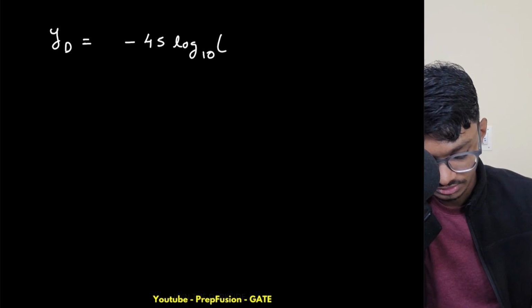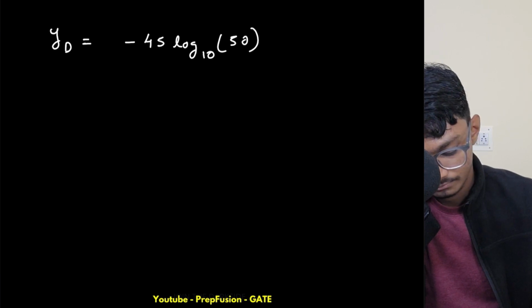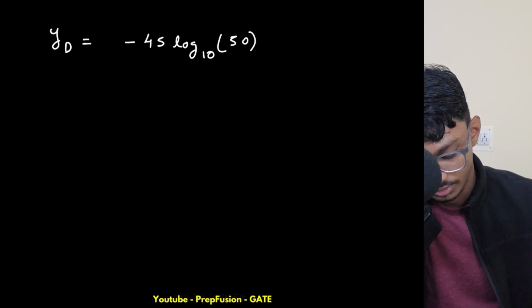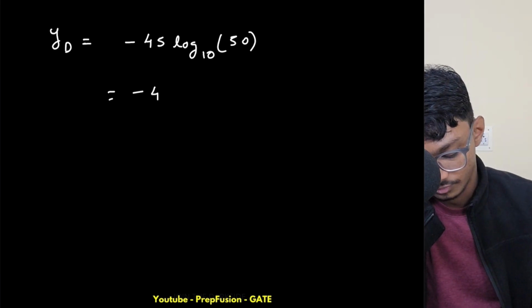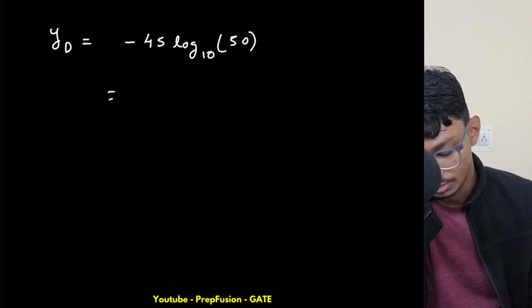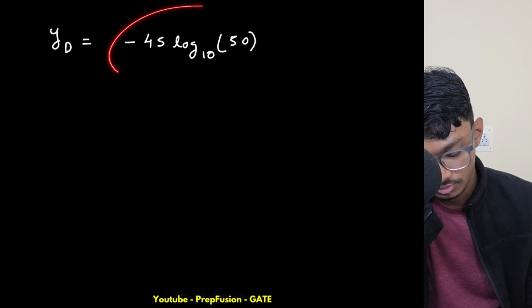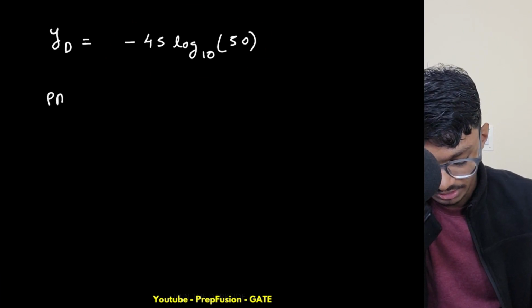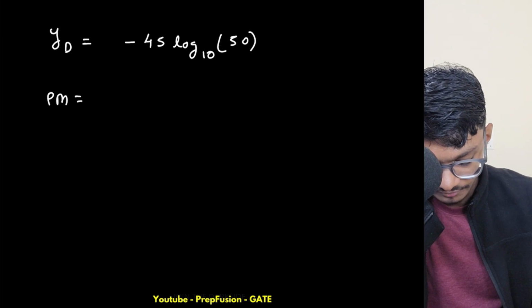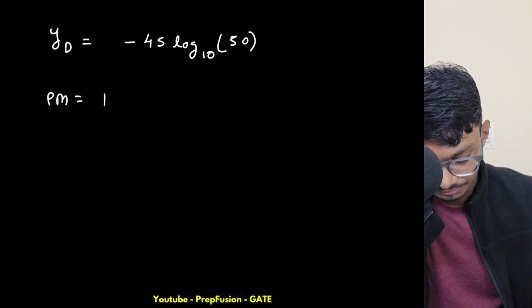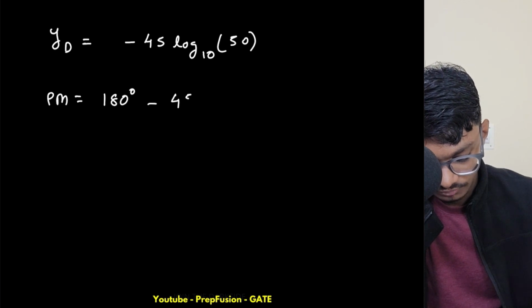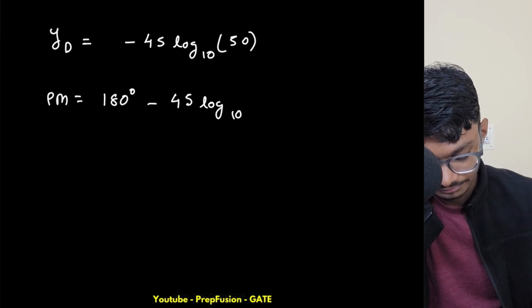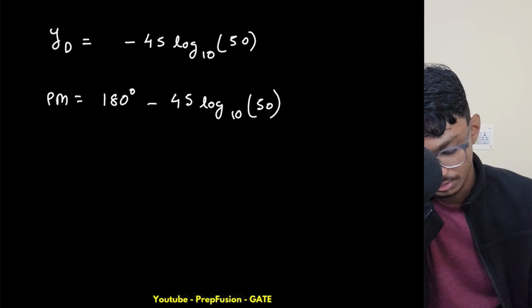Obviously I don't know the value of this. What you can write is, it is simply minus 45. You can break this down, okay, I won't break this down. So this is the value of my angle. So what will my phase margin? I am not interested in obviously calculating this. So my value will be 180 minus this 45 log of 10, 50. Okay, so this will be my phase margin.